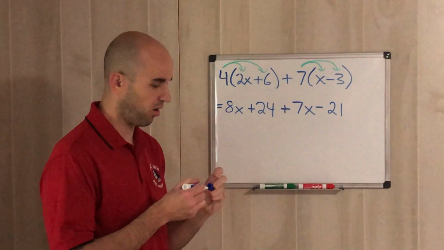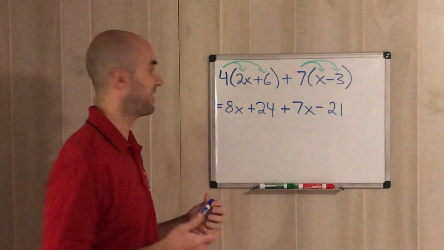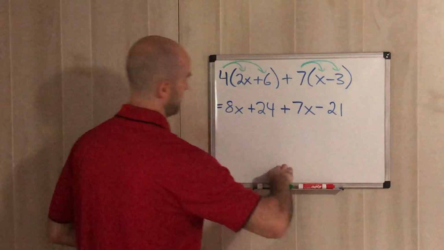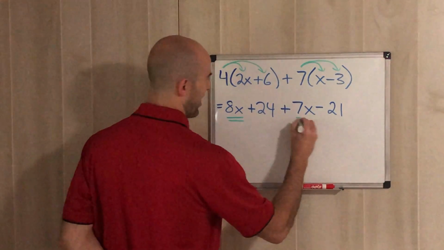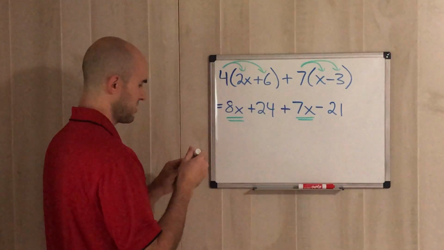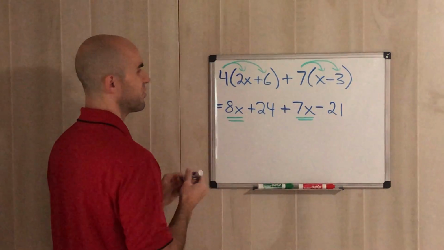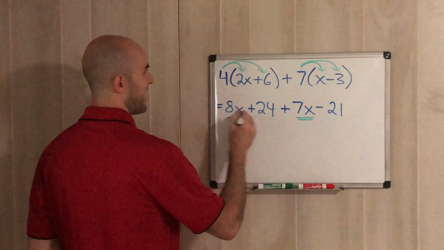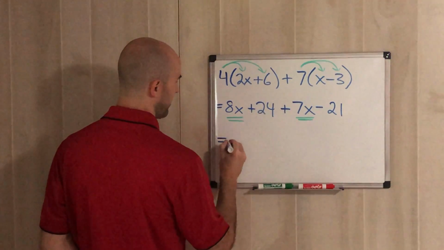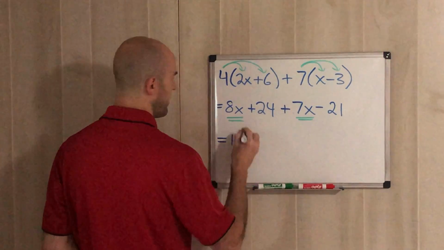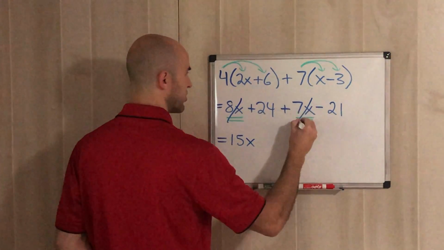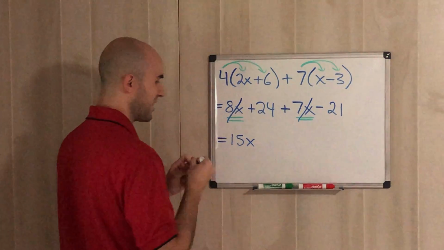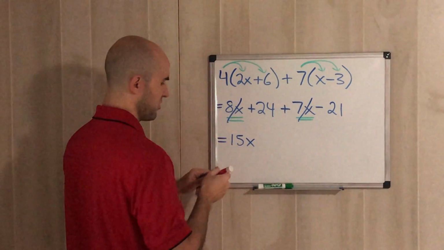Because now at this point, it's just combining like terms, right? So we want to combine the 8x and the 7x, right? Because those are our common terms. Those are the ones with the same variable. So 8x plus 7x gives us 15x, right? So all I did was 8x plus 7x to give us 15x. Those are done. And now we can combine the non-variable terms, right?